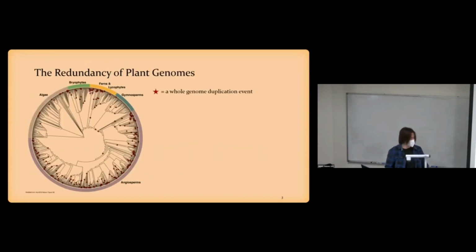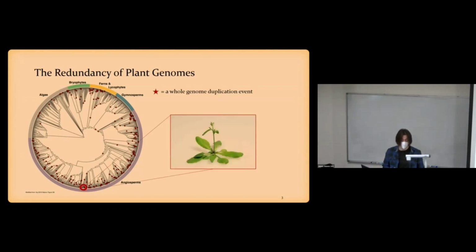So here we have a phylogenetic tree of plants. It's very big and there's a lot of plants, right? Something really nice about this tree is that it has every whole genome duplication event labeled with a star. Now, if we were to go down this tree all the way into the angiosperms, we would find our organism of choice, Arabidopsis.